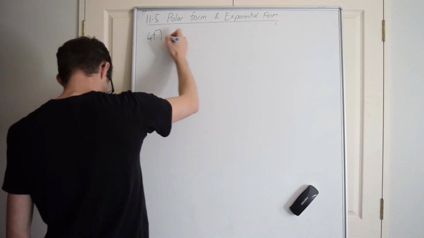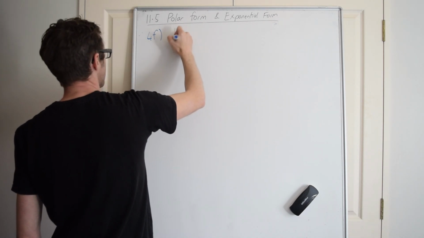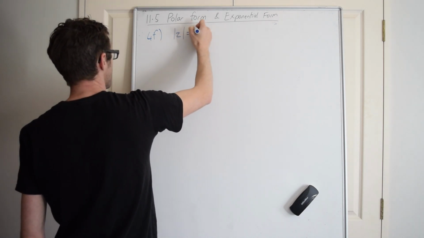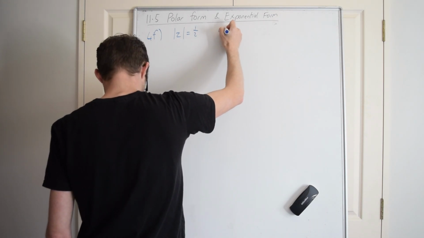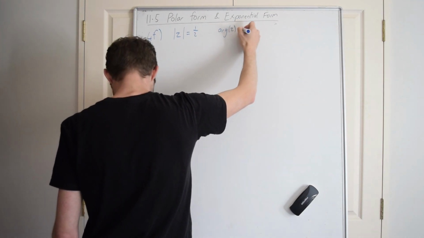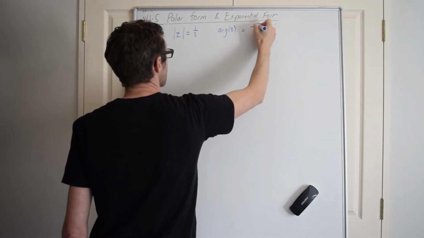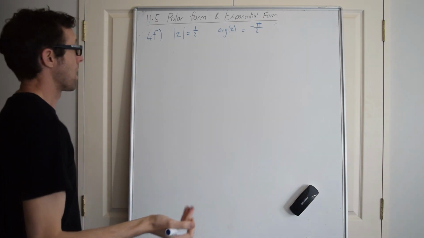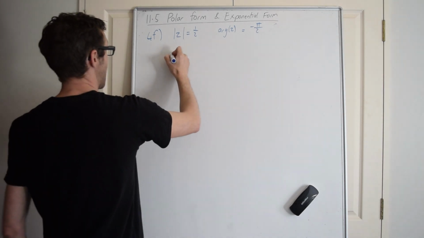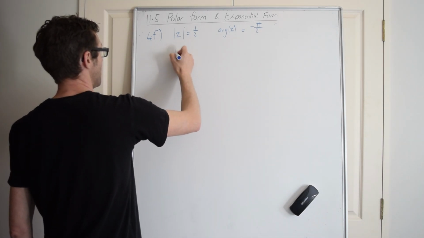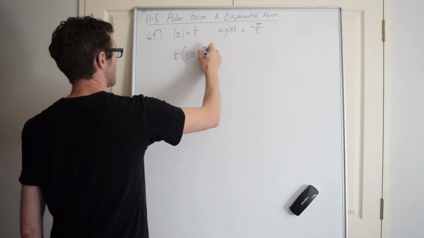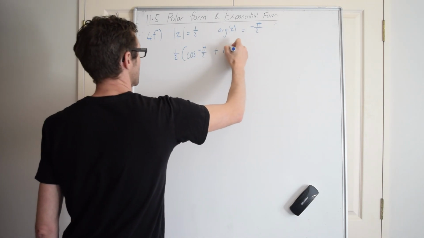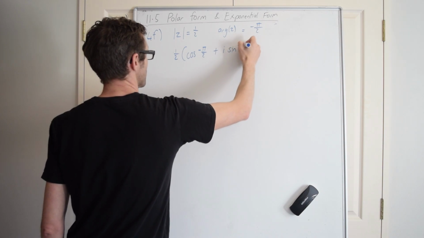4f, what information do we have? This time I've got the modulus of z is equal to 1/2, and the argument for z is equal to minus pi over 2. Okay, so we're going to use the same strategy: r, which is 1/2, times cosine minus pi over 2 plus i sine minus pi over 2.